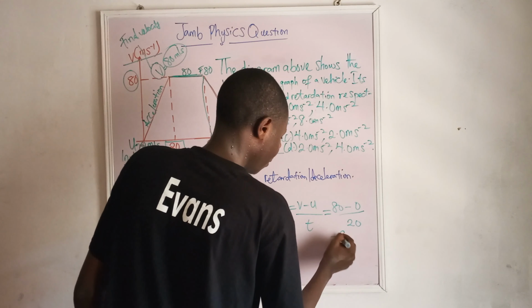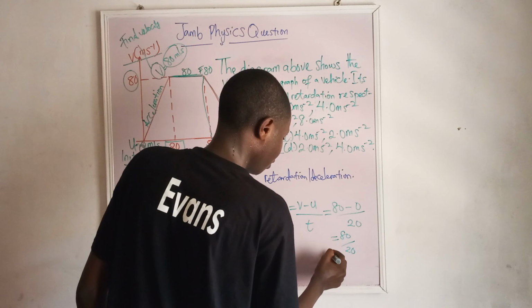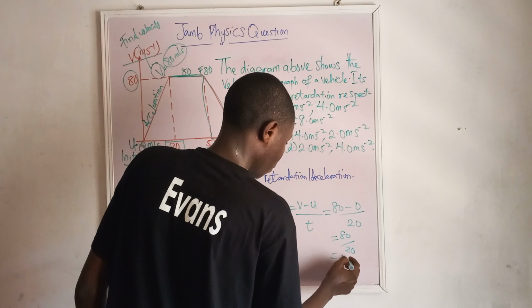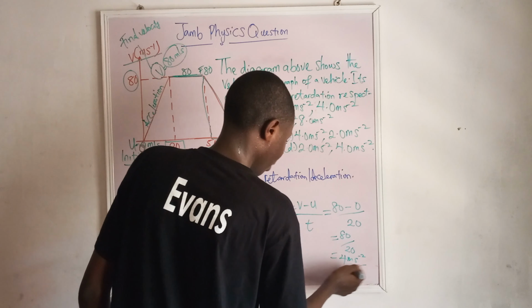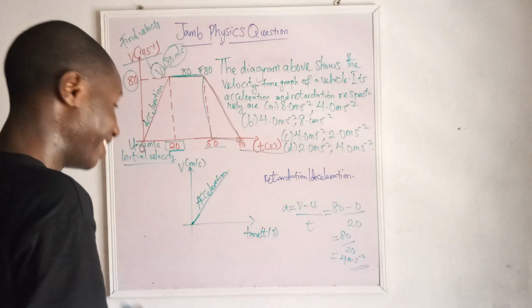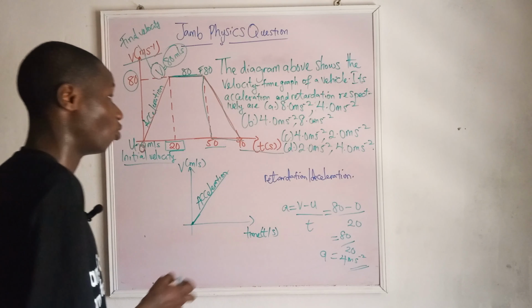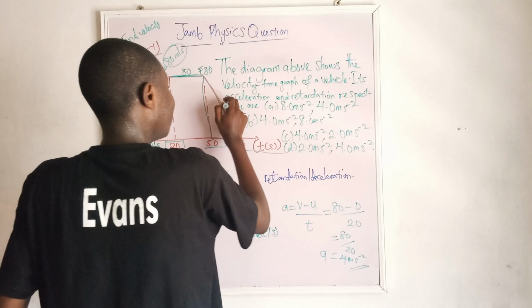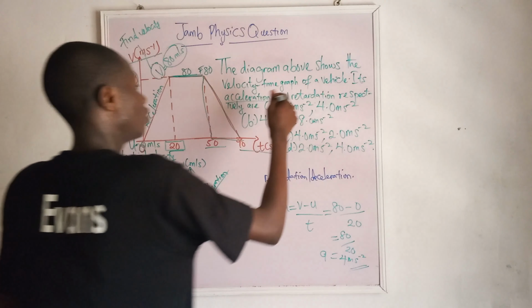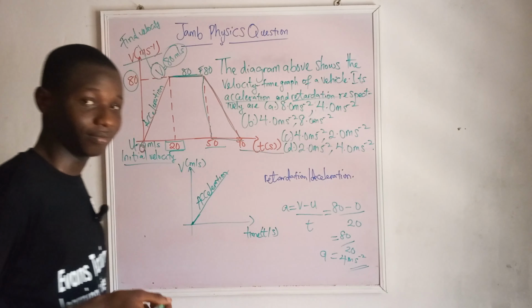So what do we have? 80 over 20. We now have 4 meter per second square. So that's your acceleration. But it asks you to find deceleration also, or retardation. So we only found this. We are still looking for retardation.